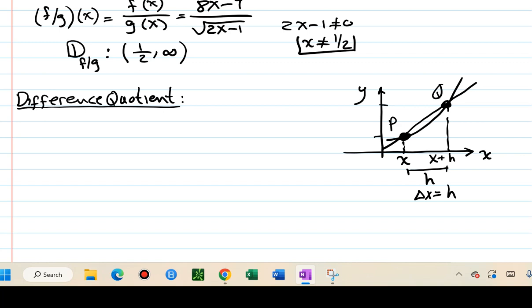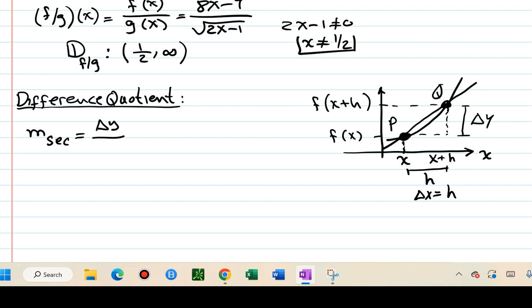And at the same time, this point is f at x, correct? And this point is going to be f at x plus h. All right, now I can look at the change in y, that's delta y. So the ratio of delta y to delta x, remember that's going to be the slope of the secant line, right? So I can write that the slope of my secant line is therefore, as before, delta y over delta x.